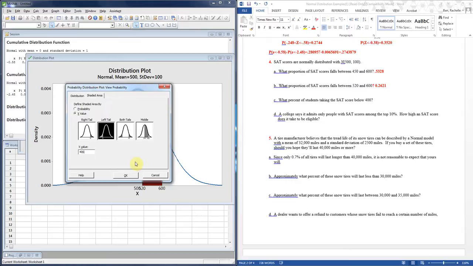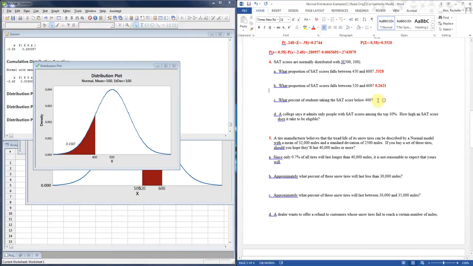Woohoo! Okay, and there's our graph. So we just discovered that that's 0.1587.